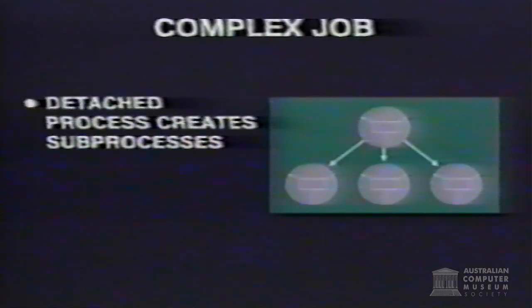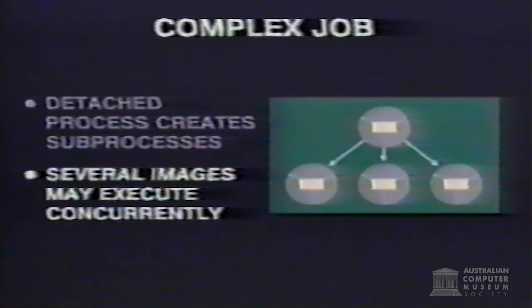In contrast to a simple job, a complex job is one in which a detached process creates sub-processes in which designated images execute. As you've seen, these sub-processes can also create their own sub-processes. In a complex job, several images may execute concurrently.